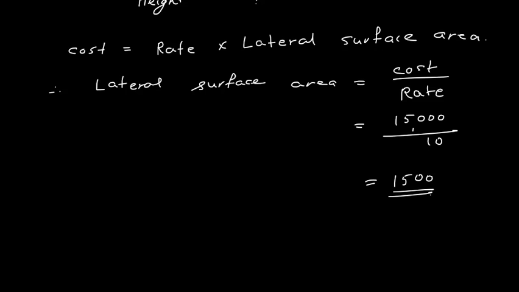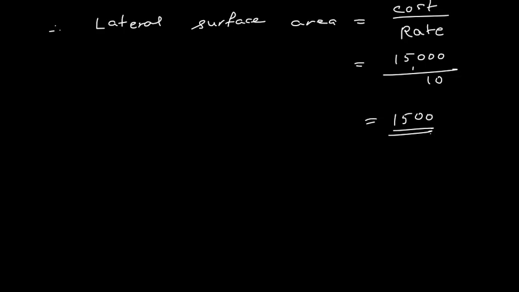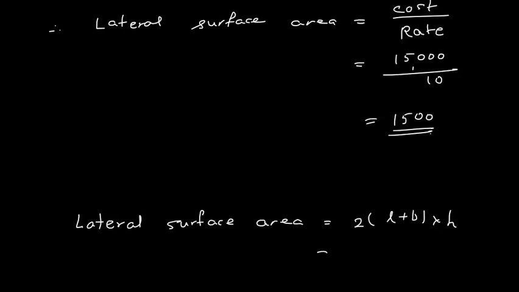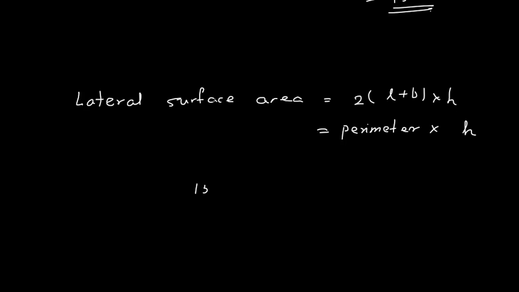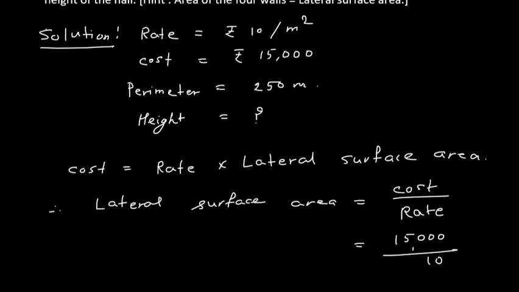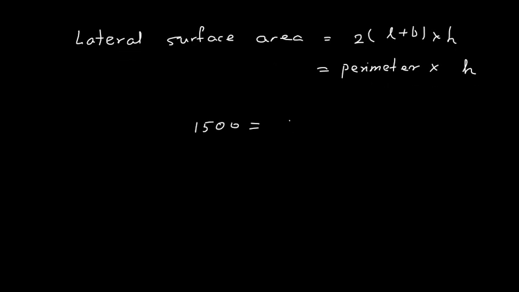Now I got lateral surface area. The formula for lateral surface area is 2 into L plus B into H. This 2 into L plus B is perimeter. So this is perimeter into height. This is lateral surface area. Now lateral surface area is 1,500. So this 1,500 is equals to perimeter, which we know the perimeter is given 250. So it is 250 into height h.